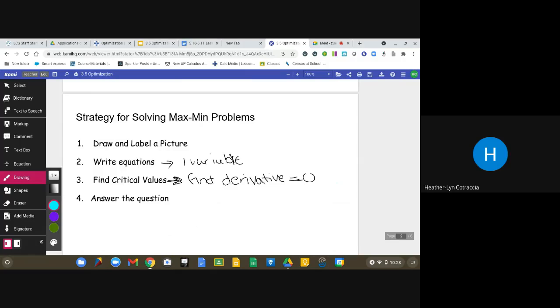And then lastly, make sure that you have answered the question. So sometimes it's going to say, what is the maximum volume? Plug in the values. Or sometimes it might say, what are the values? They give you the maximum value, in which case you only need to report the values. Okay, so that is it for optimization.